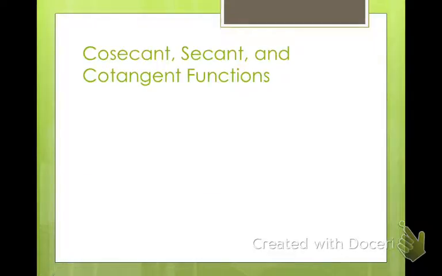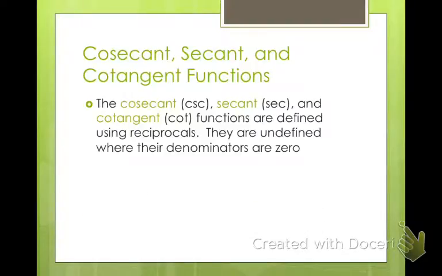Okay, cosecant, secant, and cotangent. That's how you spell those. The cosecant written as CSC, the secant written as SEC, and the cotangent written as COT. They're not sk, sec, and cot, just like they're not sin, cos, and tan. They're sine, cosine, tangent. This is cosecant, secant, and cotangent.